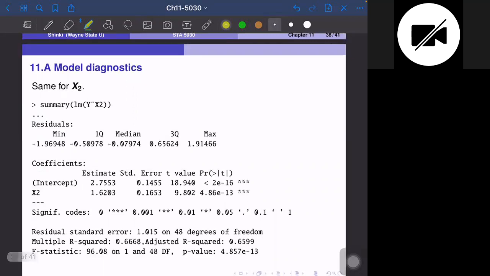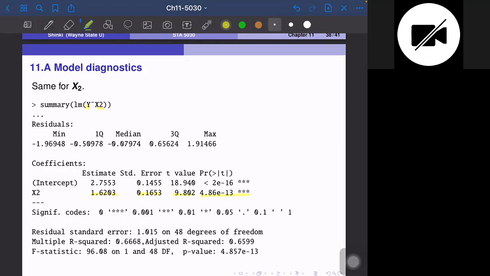Also, we can fit the y on x2. So the situation is similar. The estimate for the coefficient of x2 is 1.62, almost the same, and the standard deviation is 0.165. This is almost the same, and the t-value is very large, 9.8, and this is very significant. So we can surely say that x2 explains y.